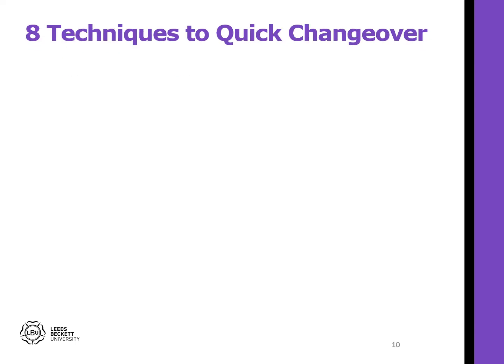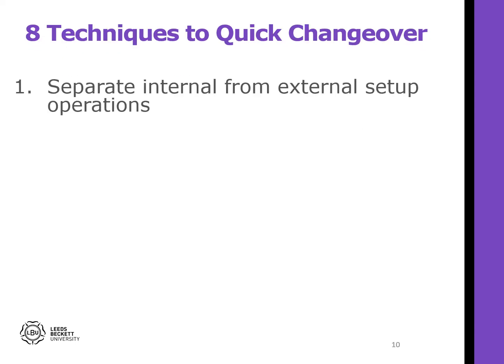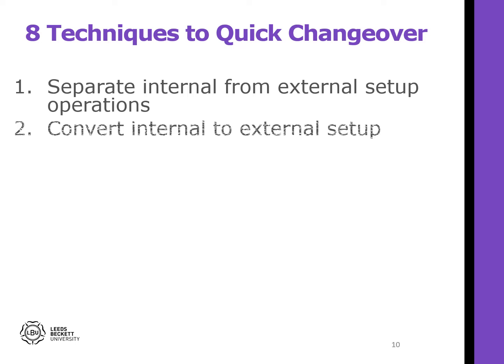So how can we do that? Separate internal from external setup operations and convert internal to external setup. So what we're saying is internal and external. What we mean is, when the machine stops after producing A, that's the downtime, and we need to reduce that time. Is there anything that we're currently doing when the machine stops that we could have done while the machine was working? So the guys on the Formula One racing, they'll get the tyres out.